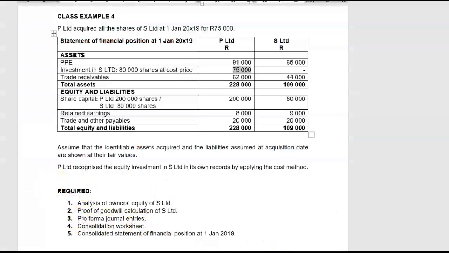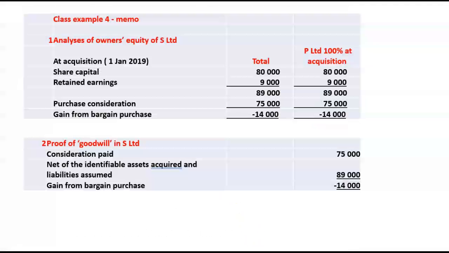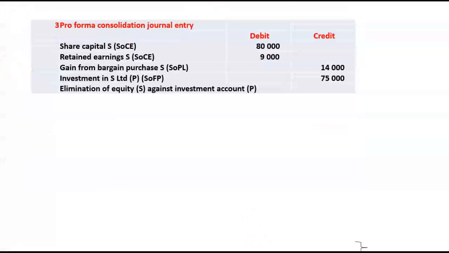Do the pro forma journal entries. Now in the pro forma journal entries we have to eliminate the common items, and that is the investment as well as the retained earnings and the share capital of S Limited. Pro forma journal entries: debit share capital of S, we're going to take that out, the full 80,000. We're going to take out the retained earnings of S, which is 9,000 Rand. We're going to take out the investment, and that is in P's books, 75,000. And then the balancing entry, we need a credit on that side.